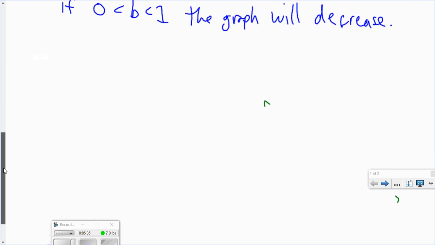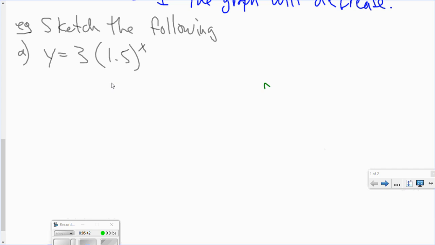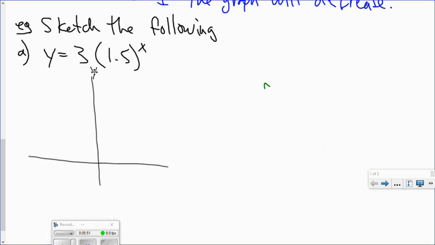Okay, so now we're going to try and sketch these graphs based on these ideas that we took a look at before. So suppose I have y is equal to 3 bracket 1/5 to the x. So our initial graph looks like this. We start with our basic Cartesian plane. And when we want to graph this, we have to understand what our starting value is. In this case, our starting value is going to be 3 because it's y is equal to 3 bracket 1/5 to the x.